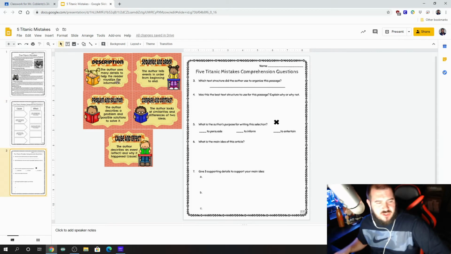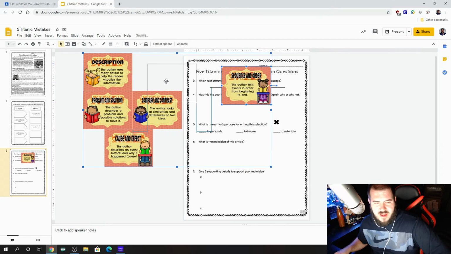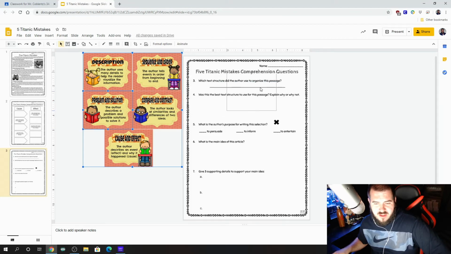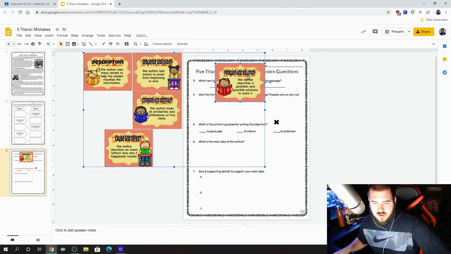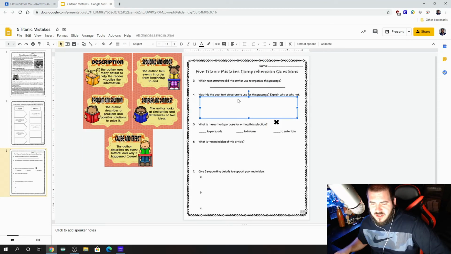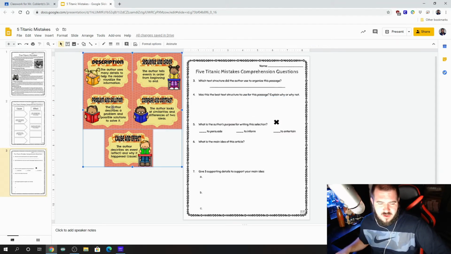Okay, on the next page, you're going to have some questions. Which text structure did the author use to organize the passage? So you have your choices over here. You can just drag one of these, honestly, to that area, and that will be good for your answer. You can also type it in here if you want, but you can drag these over here. Just realize that you're going to have to type in here what was the best text structure to use for this passage. Was this the best text structure? So you can even make these smaller if you need to. Put it over here.